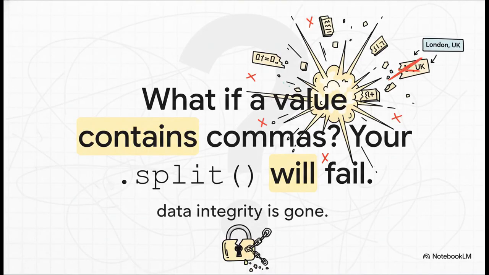And here's the explosion. What happens when your data has a comma inside one of the values, like London, UK? Well, your simple split call is going to get it wrong. It'll split that city into two separate pieces, and suddenly all your data is misaligned and completely useless. That's why the manual way is so dangerous.